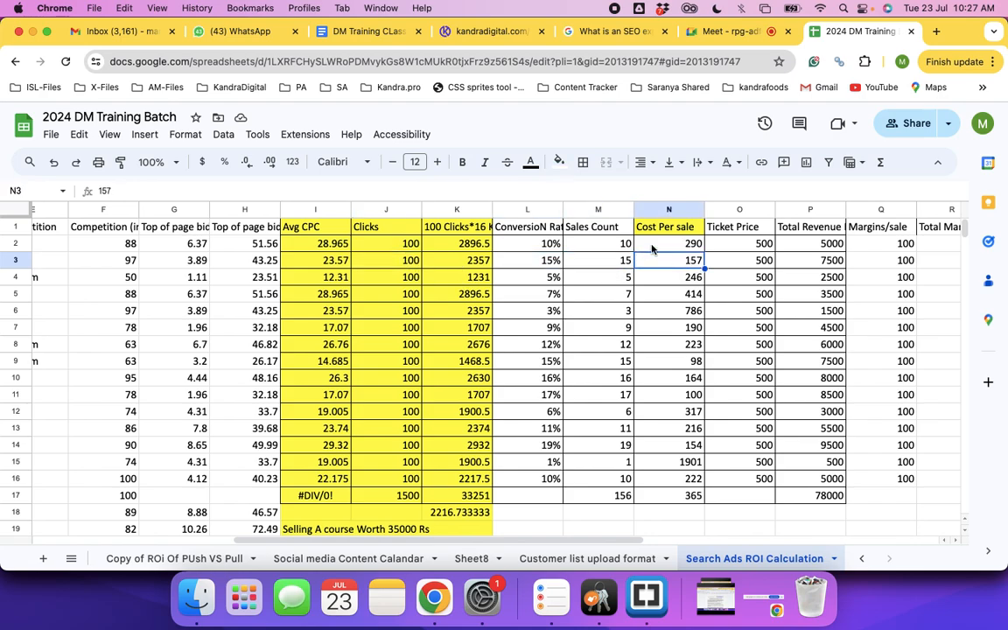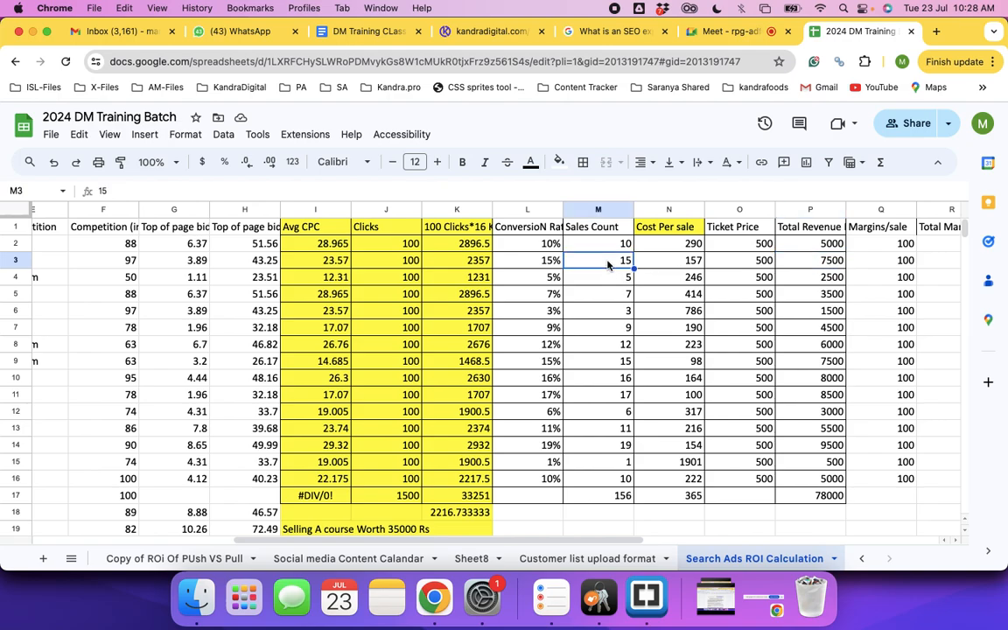Now cost per sale is not 290, it's 157. So how did we achieve 157? Nothing but the total spend divided by total number of sales. 2357 divided by 15 will give you 157. Right? So ticket price remains the same. Ticket price is again 500. The total revenue made is now 7500 rupees because of more sales. If it is only 10 sales, the revenue is 5000. If it is 15 sales, the revenue is going to be 7500 rupees.